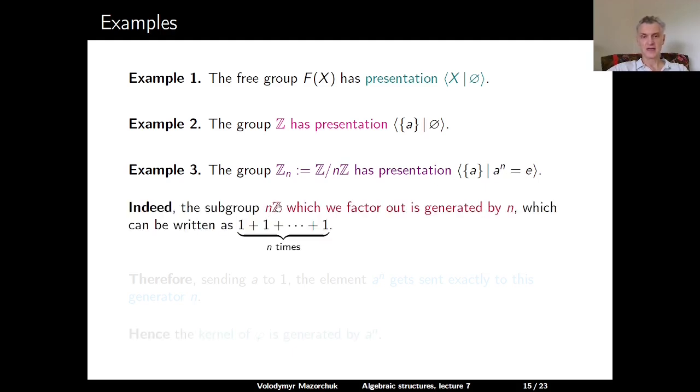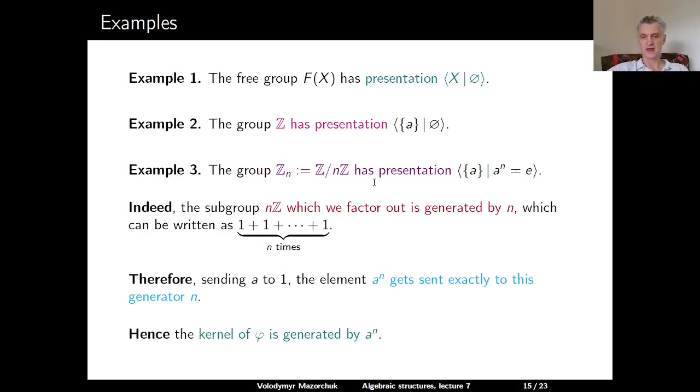Indeed, the subgroup of all integers divisible by n is generated by this integer n, and we can write this integer as 1 plus 1 plus and so on n times. Therefore, if we send a to 1, the element a to the power n gets sent exactly to this generator, so that's the relation which we have to impose to have this quotient. So the kernel of our phi should be generated by a to the power n.